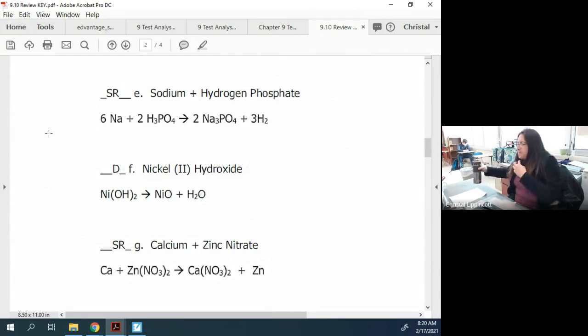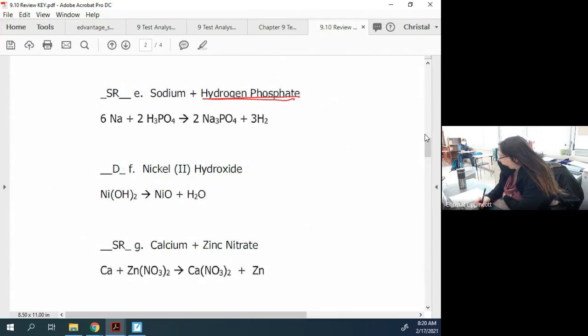All right. Here's another case of this being a single replacement. I have a compound here. Do you see how there's 2 words here? Okay. I have a compound here, and I have a single element. So now we need to look at this.